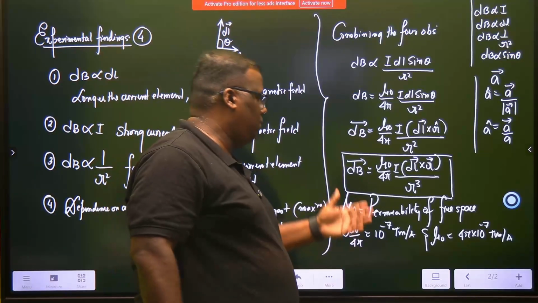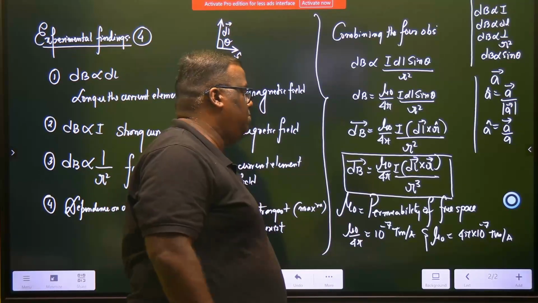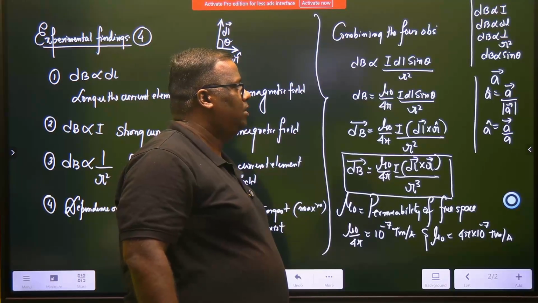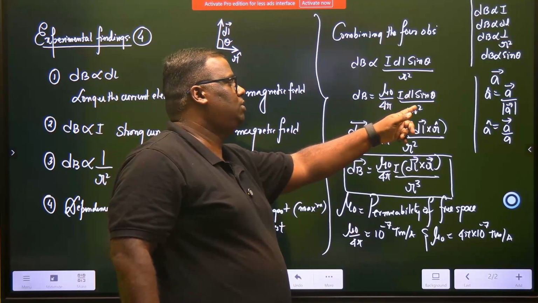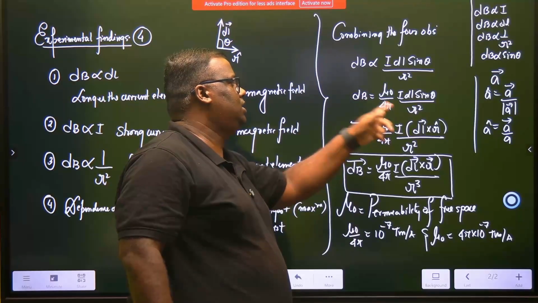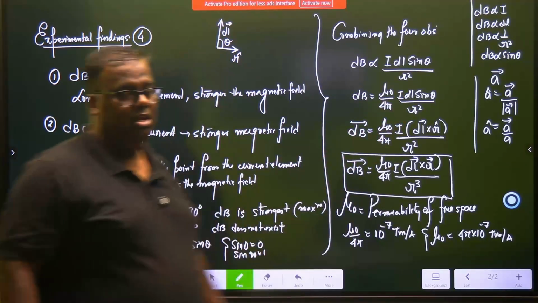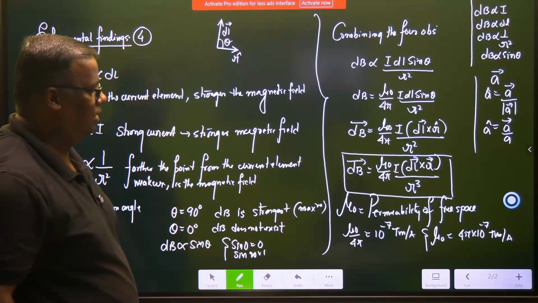Mu naught by 4 pi overall is a value 10 to the power minus 7 Tesla meter upon ampere. Did you understand why it is Tesla meter upon ampere? dl is meter and r square is meter square, so it becomes meter at the bottom. The meter goes here, Tesla goes here, and the current's ampere comes this side. So it is Tesla meter upon ampere. Okay?